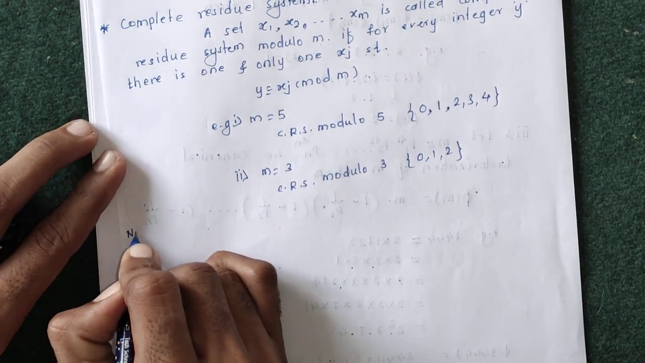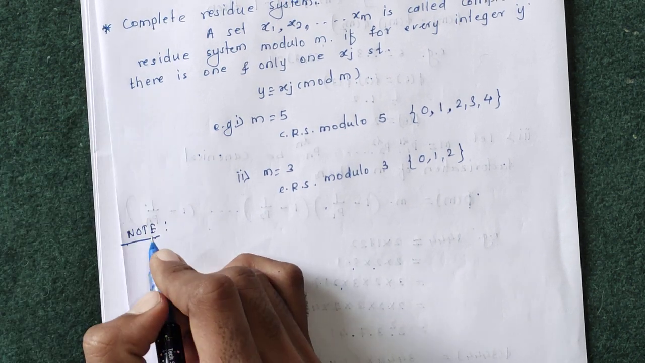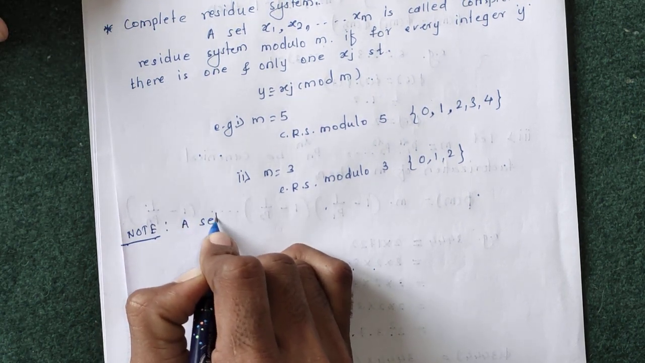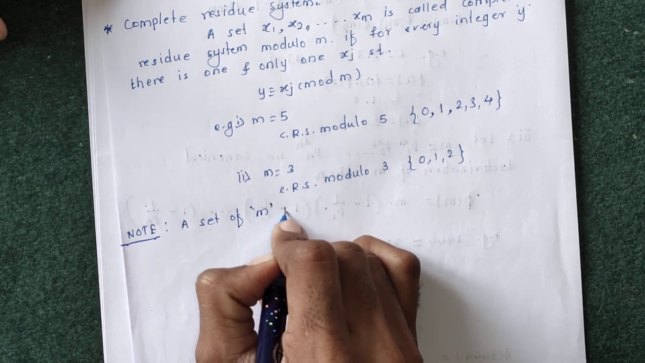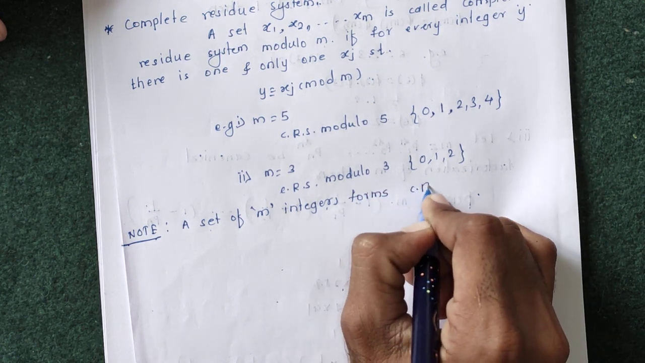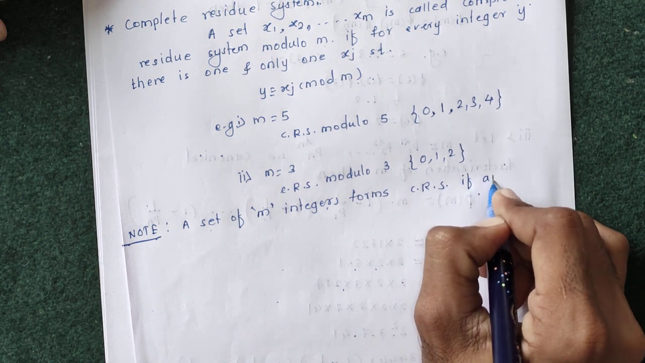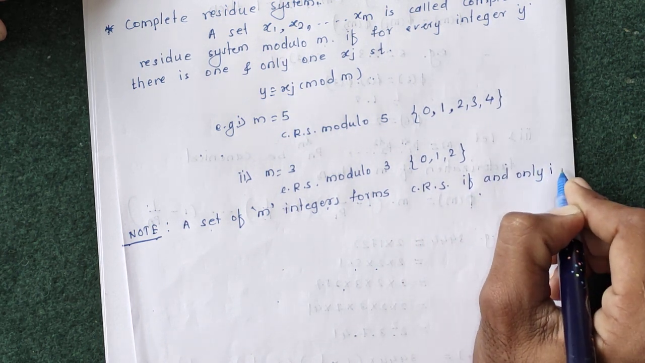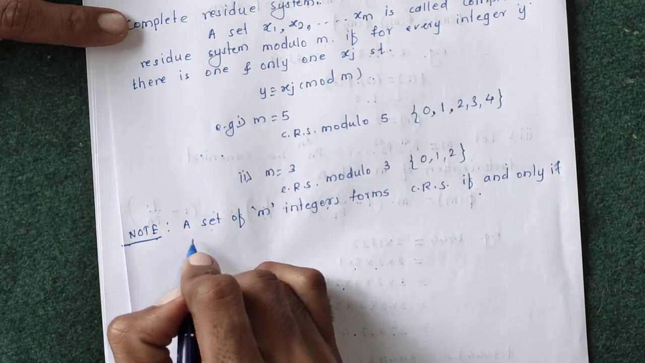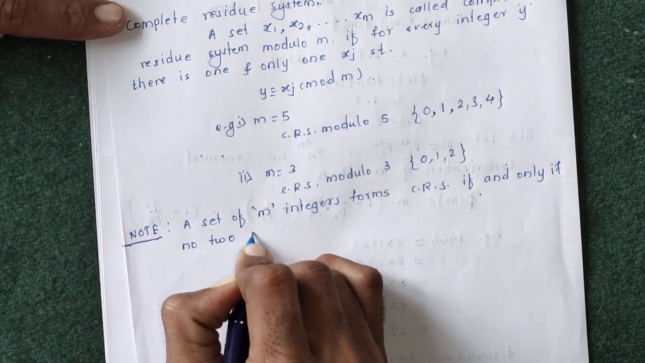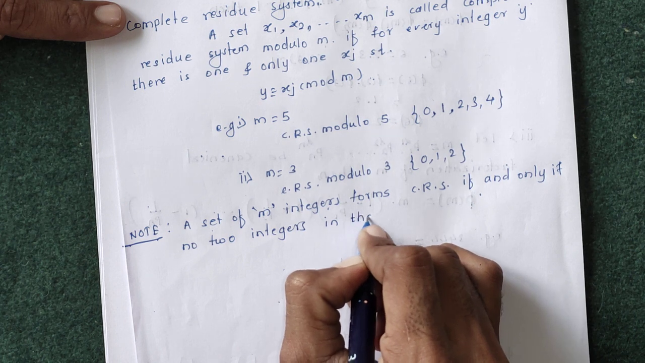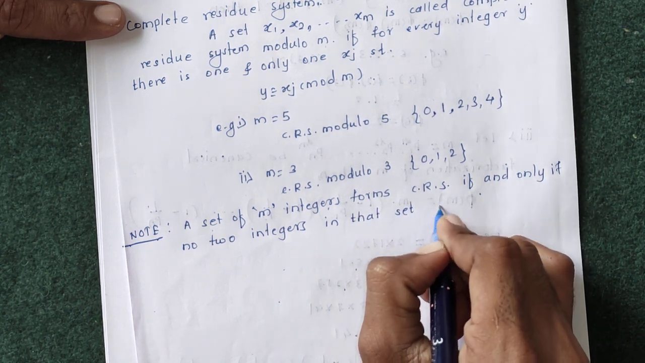Let's take one note. This is an important note: a set of m integers forms a C.R.S. if and only if no two integers in that set are congruent.